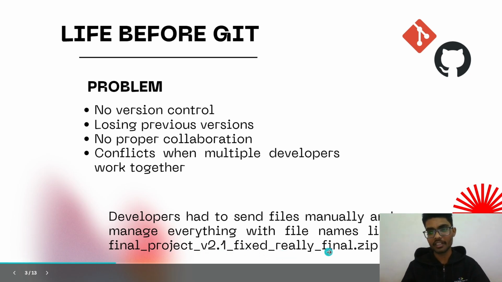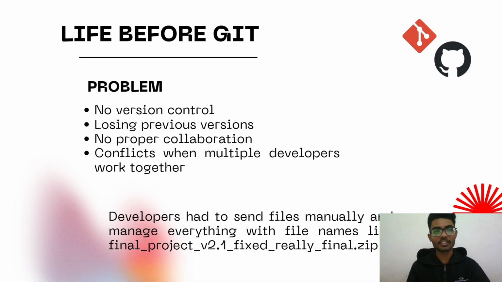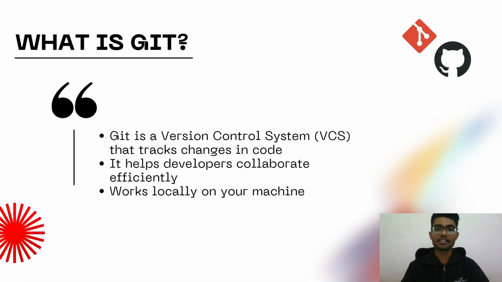So this was very hectic for everyone, and this was actually the life and the issues which were present before Git. So now you understand that having something which controls the version of our code is the first necessary part, and having a place where all the latest code is present is the second necessary part. And that is how Git and GitHub came into the role.